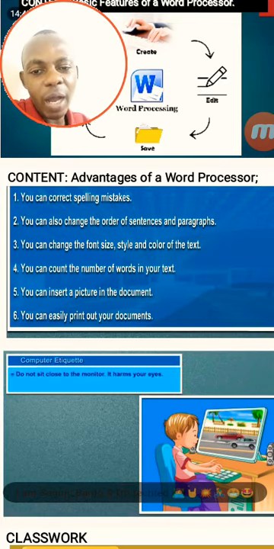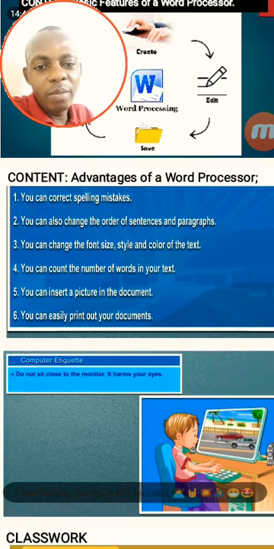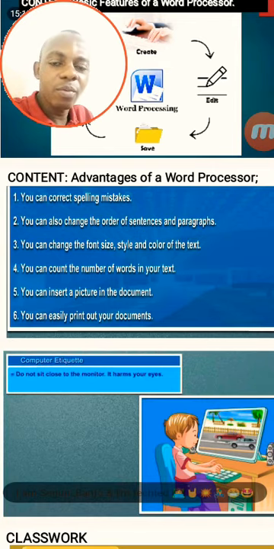The advantages of a word processor are six in number. Number 1, you can correct spelling mistakes. Number 2, you can also change the order of sentences and paragraphs. Number 3, you can change the font size, style, and color of the text. Number 4, you can count the number of words in your text. Number 5, you can insert a picture in the document. Number 6, you can easily print out your document.